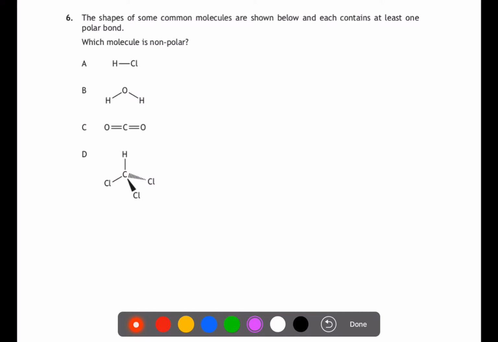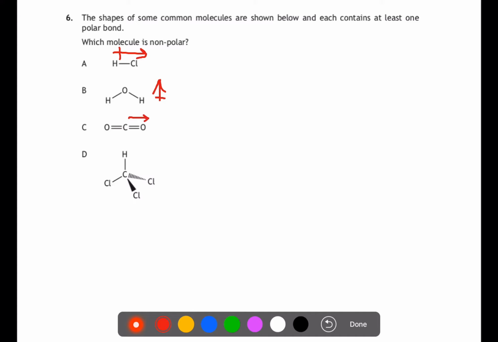Question 6. The shapes of some common molecules are shown below, and each contains at least one polar bond. Which molecule is non-polar? So here we're looking for dipoles in the molecules. Hydrogen is less electronegative than chlorine, so there will be a dipole in this direction. Oxygen is more electronegative than hydrogen, so there is a dipole in this direction.